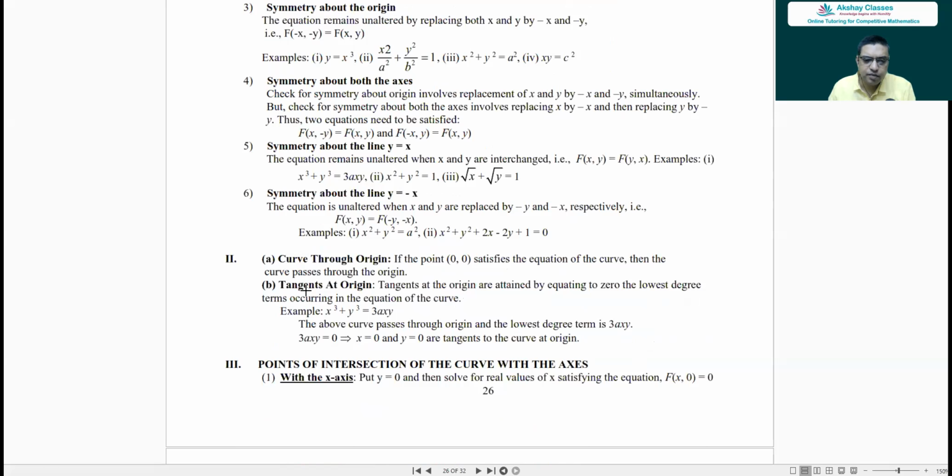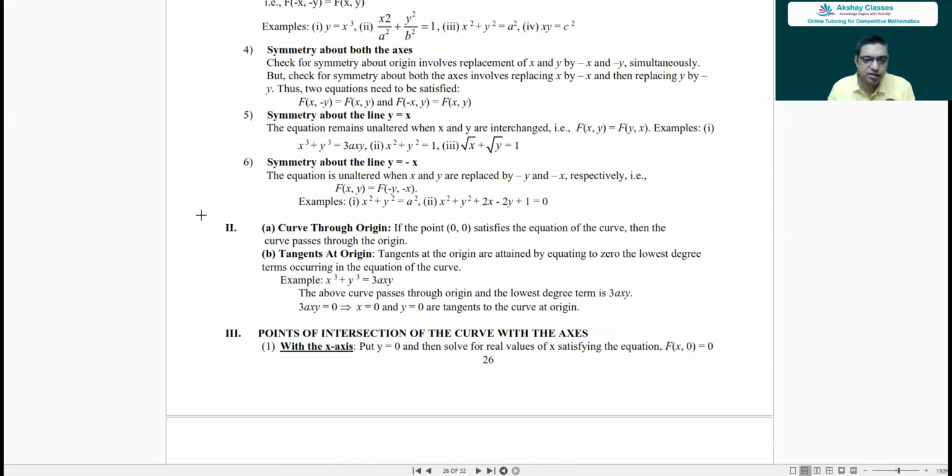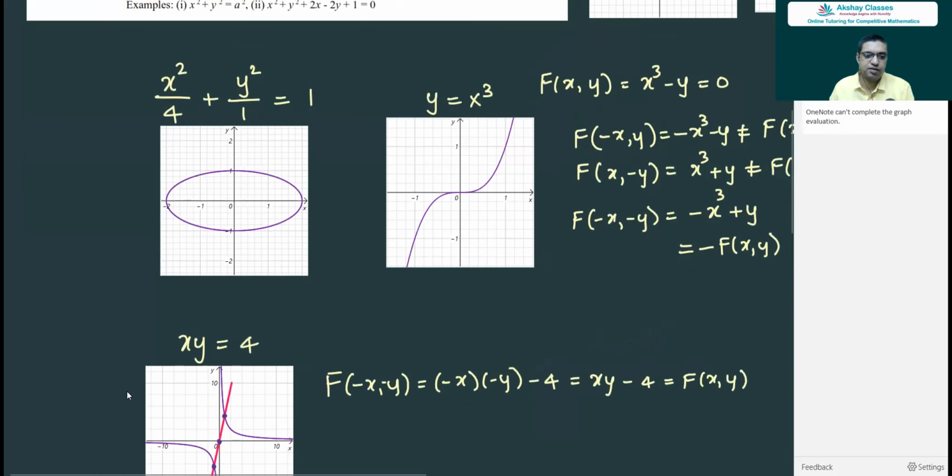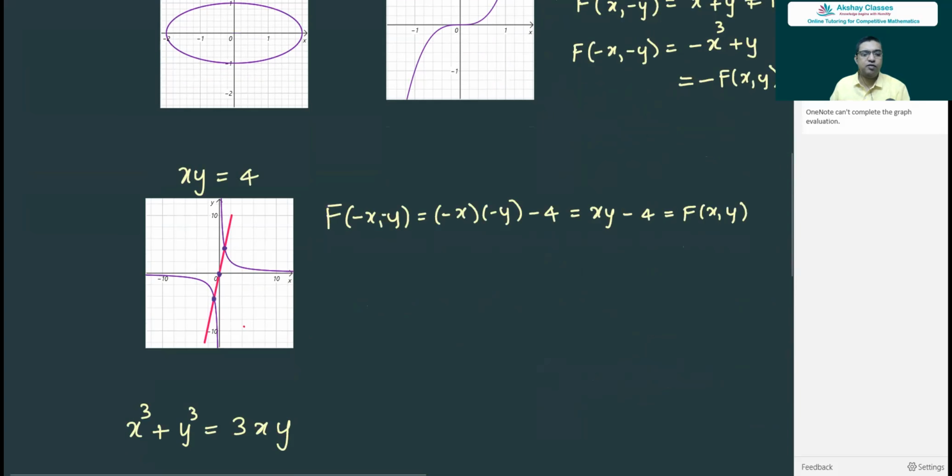Next, how do we find whether a curve passes through the origin or not? And what will be the tangents at the origin? Curve passing through the origin is very simple.